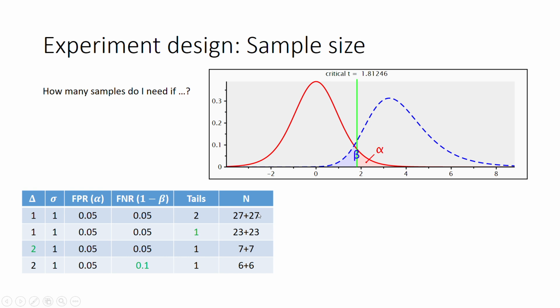And also, if you want to admit a higher false negative rate and not be so precise, you can save some more animals. So you see that the number of animals, which you decide before doing the experiment, can drastically depend on what you are looking for, what variability you expect in your experiment, and how accurate you want to be.